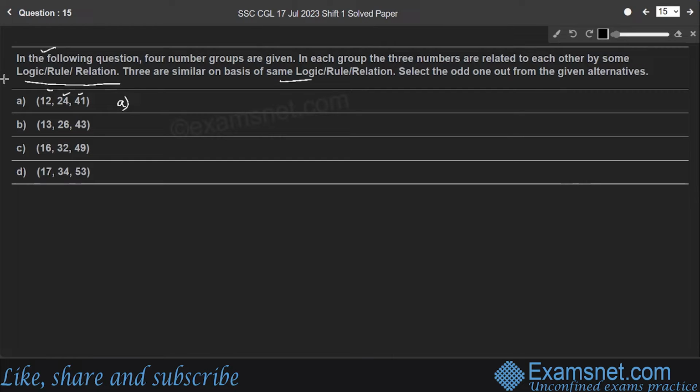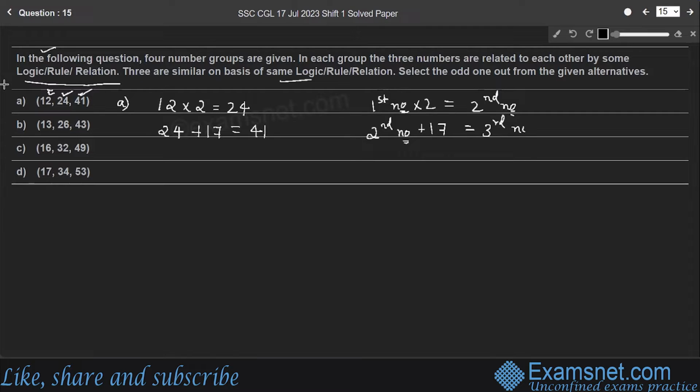So these numbers are related as, here the first number is 12, second number is 24. Therefore, we can write 12 into 2 as 24, right? And the third number is 41. Therefore, the third number can be written as second number, which is 24, plus 17, equal to 41. Here the logic is first number into 2 is equal to second number, and second number plus 17 gives third number. So this is the logic behind the first set of numbers.